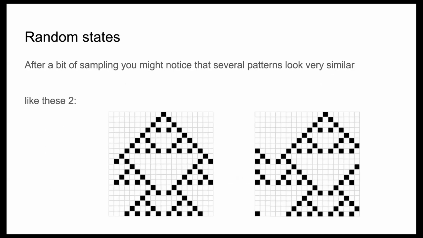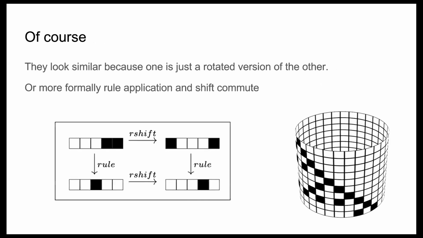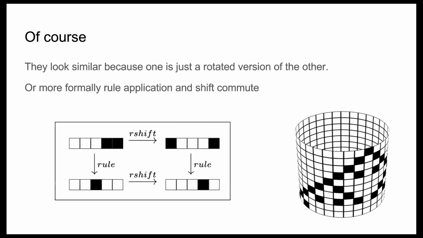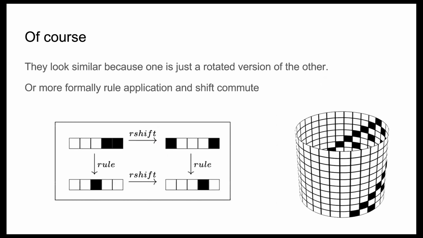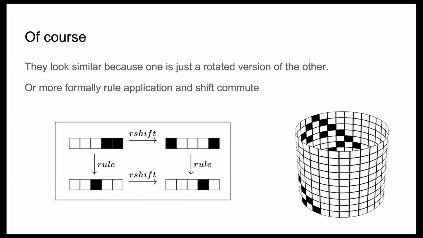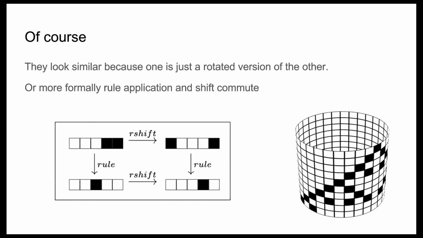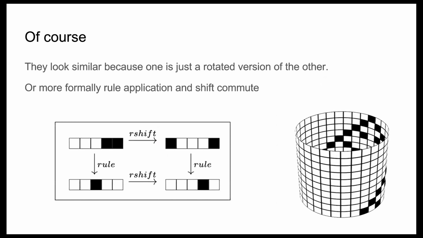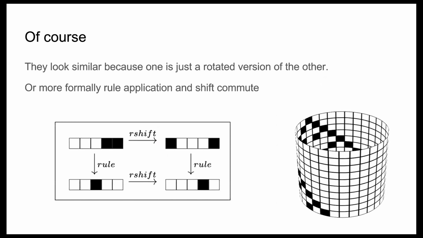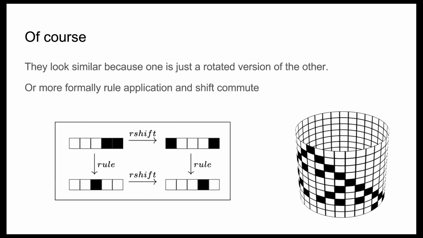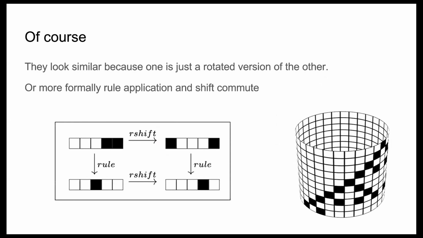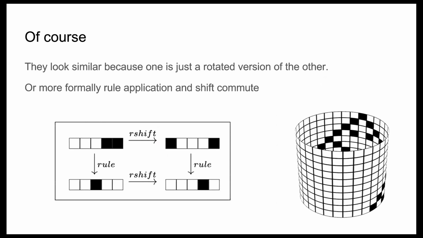However, if you sample a few of these, you might notice that some of these patterns look quite similar. For example, I'm sure everyone can spot the similarity between these 2 ones. And of course, they're similar because, as I mentioned, one is just a rotated version of the other, which, a bit more formally, means that rotation, shift, and application of the rule commute. If you shift and do the rule, or if you do the rule and then shift, it's the same thing, which means that these loops are just the same.